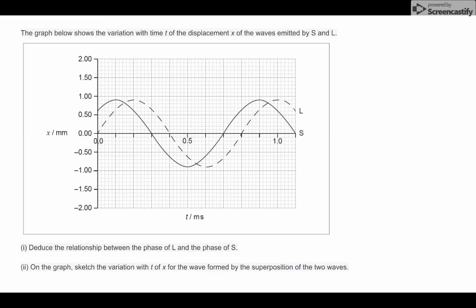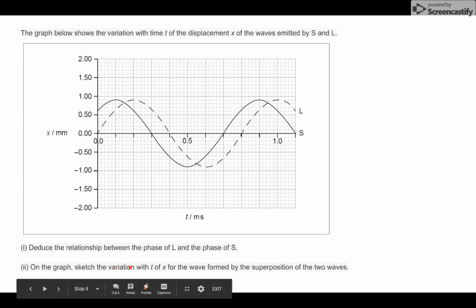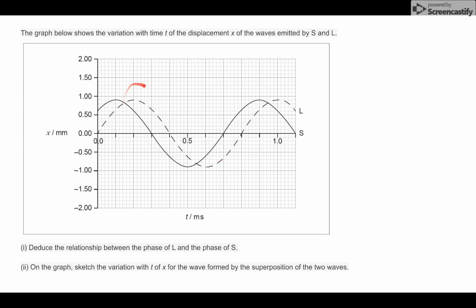All right, the other part of the question is, on the graph, sketch the variation with t of x for the wave formed by the superposition of the two waves. Basically, what they're asking you to do is, what is the resultant wave that is going to be formed when you superpose wave L and wave S together? And of course, if you paid attention to the previous video, you could have constructive and destructive interference, and those two kinds of interferences are both kinds of superposition of waves. Now, the principle of superposition says that at a given point, you add up the displacements.